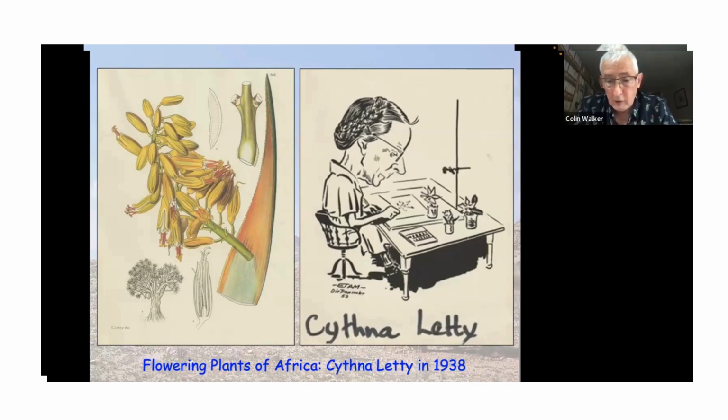Here we are in 1938. On the left is the published coloured plate of Aloe dichotoma by a very talented South African artist, Cythna Letty. She had published about 700 plates over a 50-year period. And here on the right is a little cartoon of her at work. I've actually got that cartoon in my collection here, which I was rather thrilled about. I bought a copy of her book on the Flora of the Transvaal, and in it there were a few postcards, and one of them was this image of her.